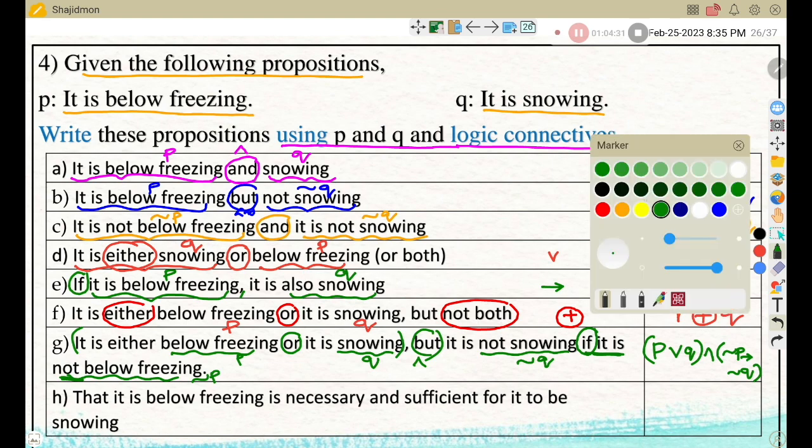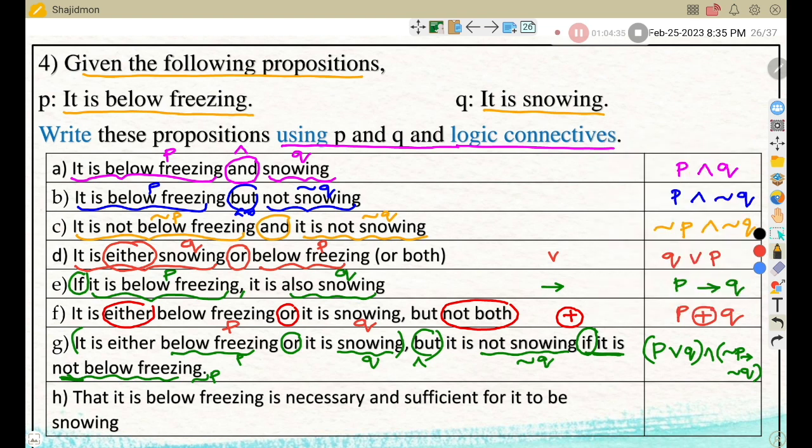Okay, careful that question. Okay, now question number H. It is below freezing is necessary and sufficient. Necessary and sufficient means if and only if. That is the meaning, necessary and sufficient. Double arrow. Okay. For it to be snowing. Snowing means Q. This is P. So what we are writing? P if and only if Q.